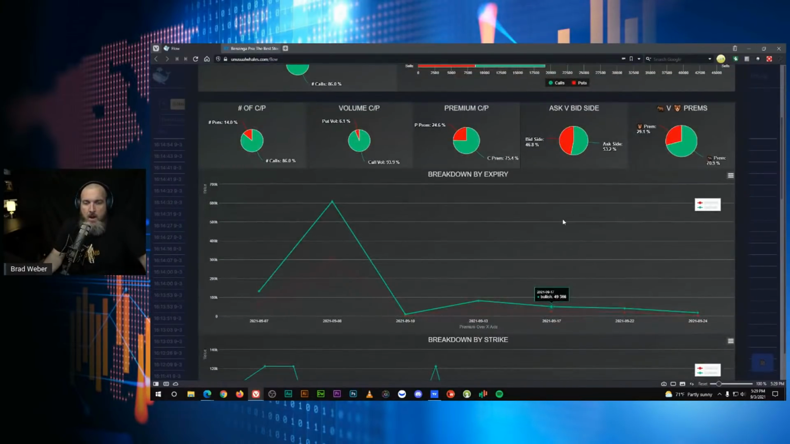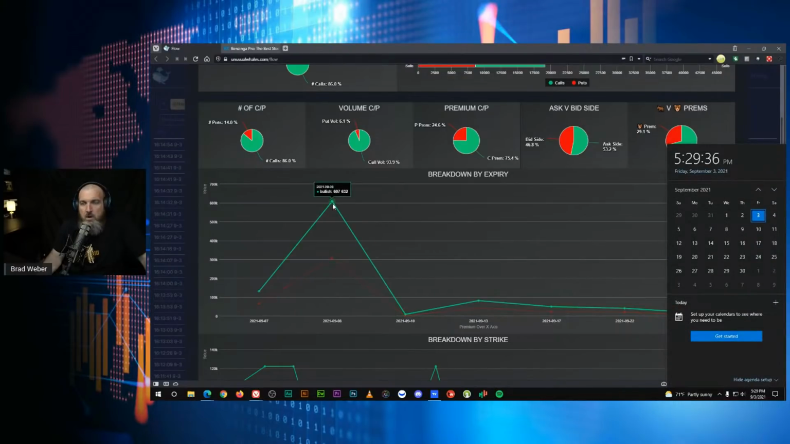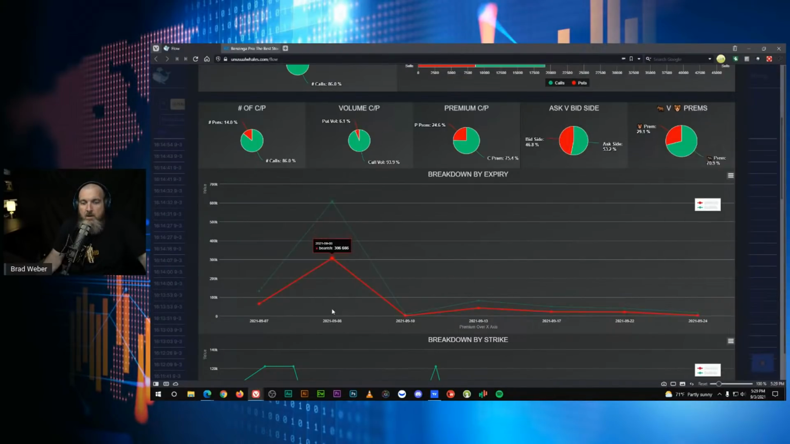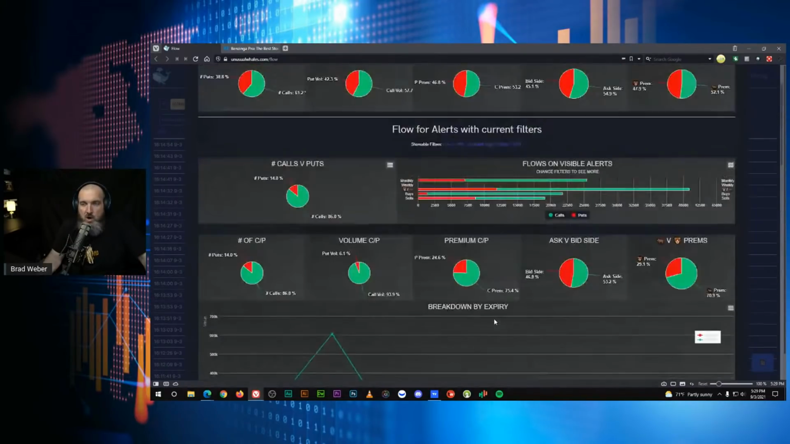Then you'll see here by the expiration date, the volume was primarily focused on next Friday, the 8th. No, that's not right, the 8th is Wednesday. Immediately what you would see right here is these were focusing on contracts that have weeklies. Those would be SPY and triple Q. There was a ton of volume for that, giving you an overall breakdown of strike and things like that.